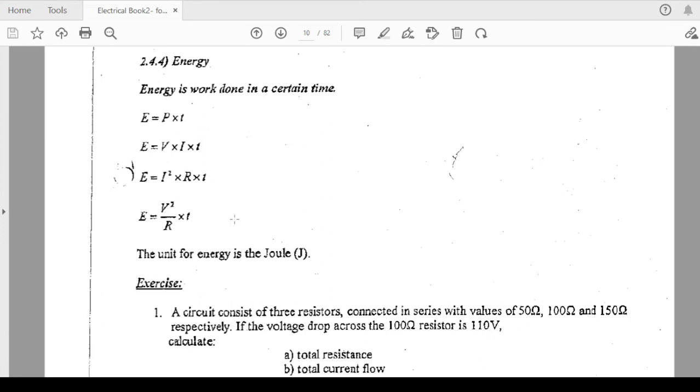Sometimes they have asked before, like 5 days: this appliance was left on for 5 days. What will be the energy consumed in that 5 days? So you have to change your 5 days into seconds, which is 5 times 24 hours times 3600 seconds, because we know that in 1 hour we have 3600 seconds. Am I right? Yes.